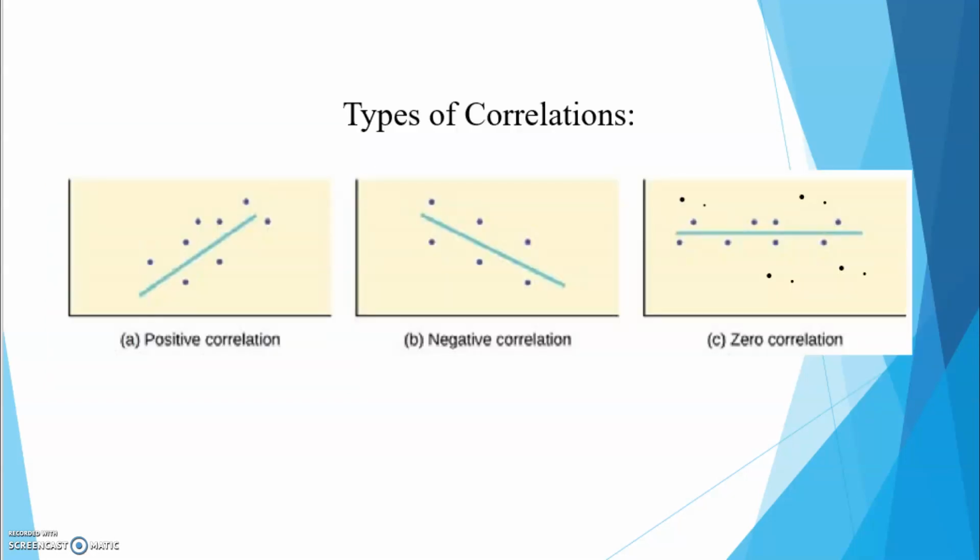Okay, we've got three types of correlations. If the line goes up, you have a positive correlation. Line goes down, negative correlation. And if it looks like you dropped all your marbles, you have zero correlation. Okay. Correlation is the same thing as relationship. So a positive relationship, a negative relationship, or no relationship between your x and your y variables here.